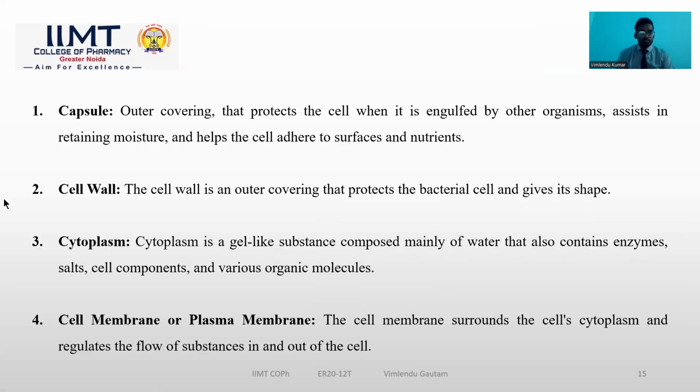Capsule: an outer covering that protects the cell when it is engulfed by other organisms, assists in retaining moisture, and helps the cell to adhere to the surface of nutrients. Cell wall: the cell wall is an outer covering that protects the bacterial cell and gives it shape.